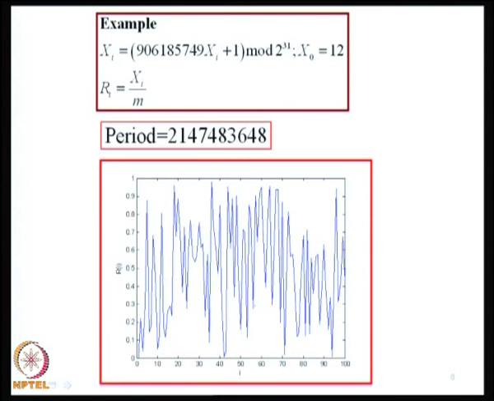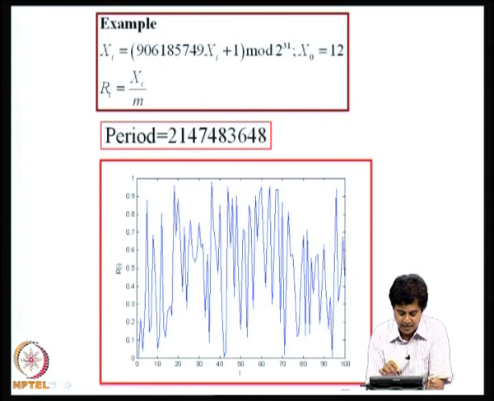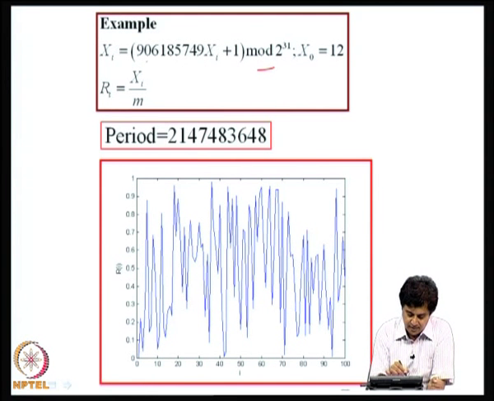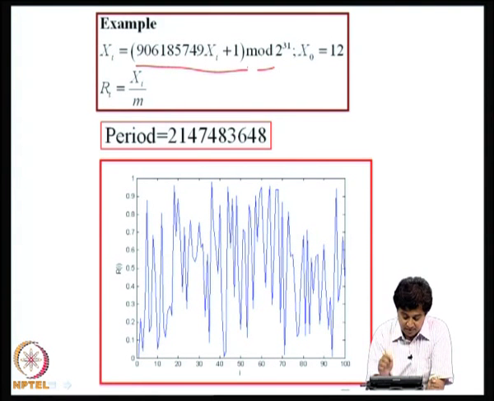Now, on a computer typically the choice of A, C and M will read something like this. This M is 2 to the power of 31 and this A is this large number, and for an x naught equal to 12 I have simulated 100 numbers and I have shown the plot here, and you can show that the period of this generator is given by this number.